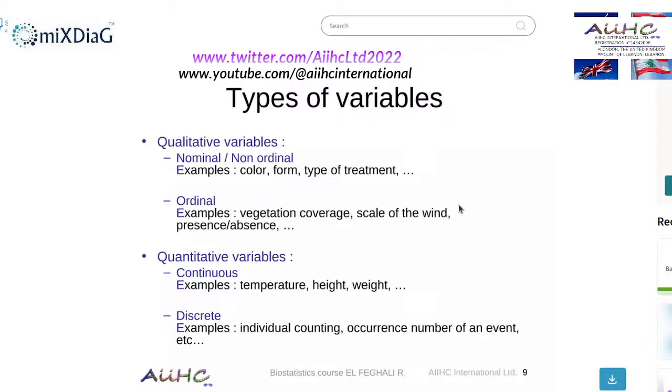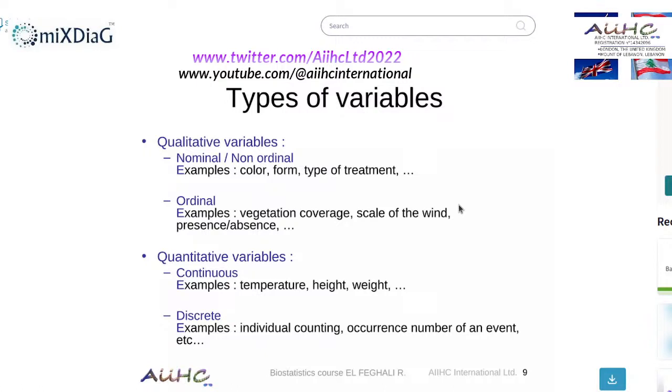Now the quantitative variables are more or less numerical variables. You have continuous, in fact, temperature, for example, you have the degrees, and height, weight, and so on. Discrete, here it's the same thing as the ordinal, but you have numerical categories. Instead of having presence, absence, you have 0, 1.